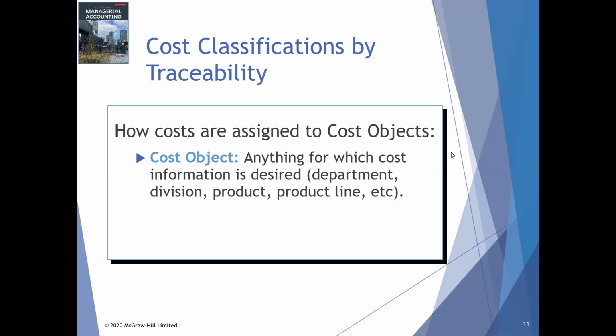Second, we have indirect cost. So this cost cannot be easily and economically traced to a unit of product or other cost object. Like we are not in a position to calculate or trace that cost, which is known as indirect cost.